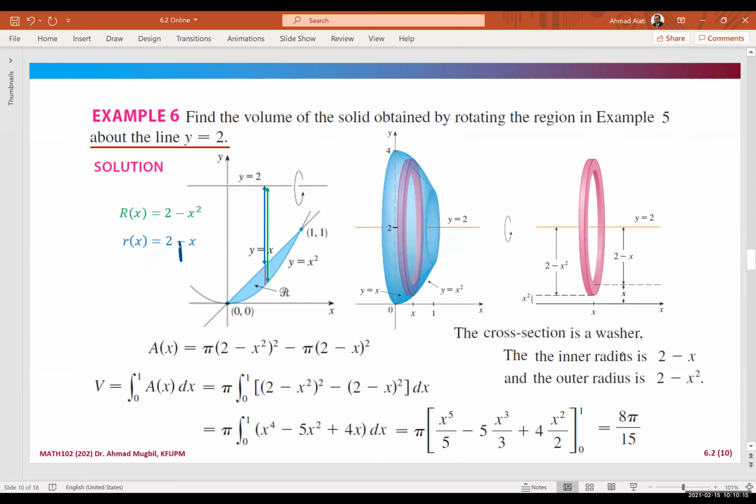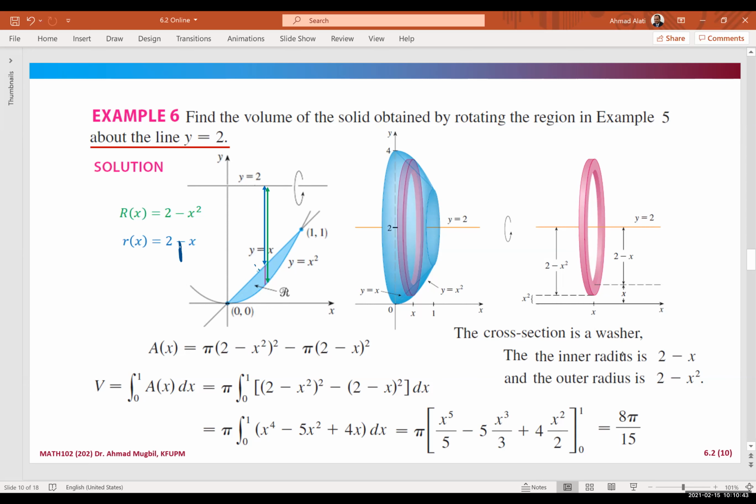Again, you will do the same. You will look at your region. You will find the distance from the axis of rotation to the closest curve. Here it is the upper curve. From the upper curve to the axis of rotation, the distance from here to here will give you the inner radius. And the distance from the lower curve to the axis of rotation will give you the outer radius.